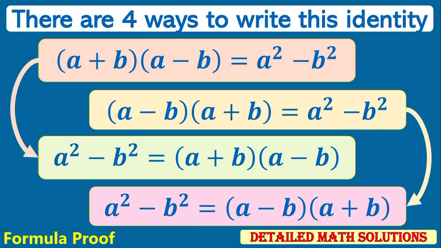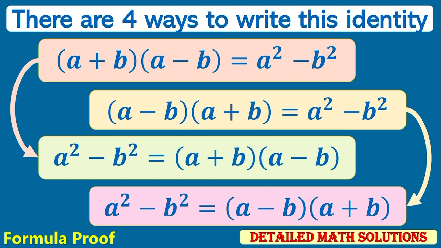Overall, this identity can be written in 4 different ways. It can be written as a plus b in parentheses multiplied by a minus b in parentheses equals a squared minus b squared. It can also be written as a minus b in parentheses multiplied by a plus b in parentheses equals a squared minus b squared.